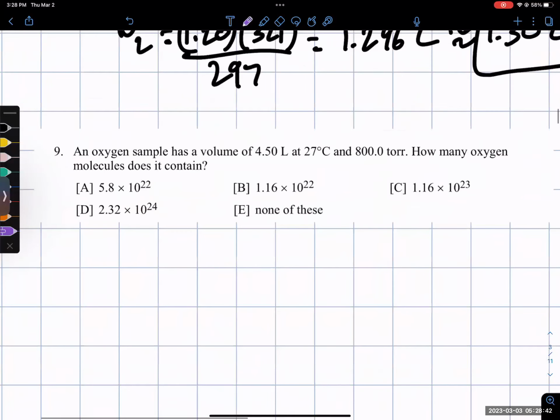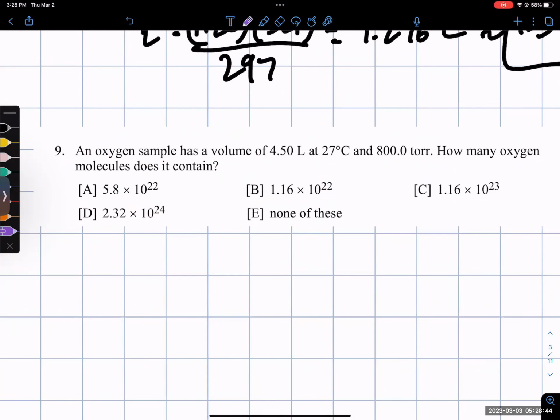All right, 9. An oxygen sample has a volume of 4.5 liters at 27 degrees Celsius and 800 torr. How many oxygen molecules does it contain? We'll give you all 3 minutes to solve this problem. We'll reconvene at 3:31.